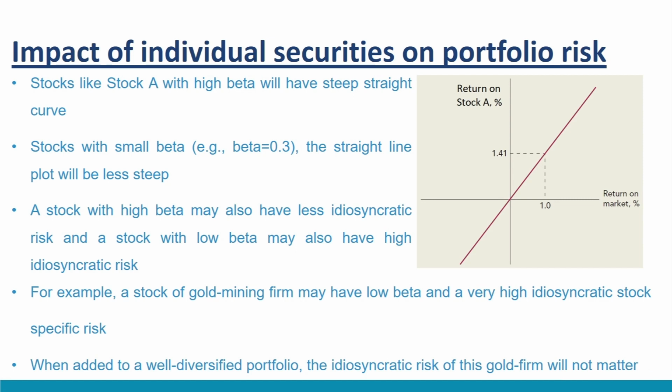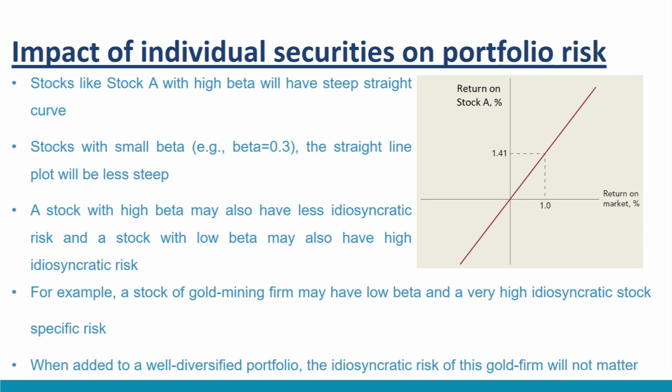Many times a stock with high beta also has high standard deviation, but this is not always the case. A stock with high beta may also have less idiosyncratic risk, and a stock with low beta may also have high idiosyncratic risk. For example, a gold mining firm may have low beta and a very high idiosyncratic, stock-specific risk. However, when added to a well-diversified portfolio, the idiosyncratic risk of this gold firm may not matter. What will matter is the market risk, which is expected to be very low since the beta of this firm is expected to be very low.